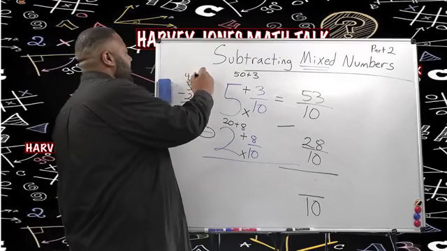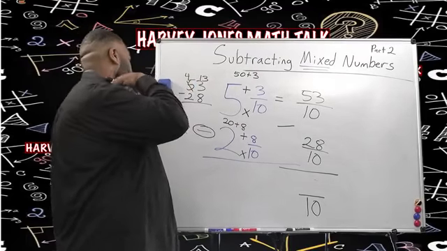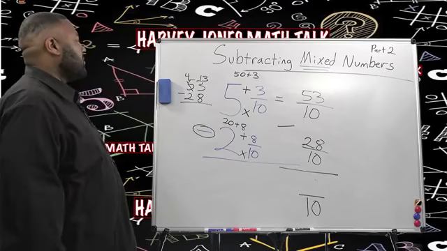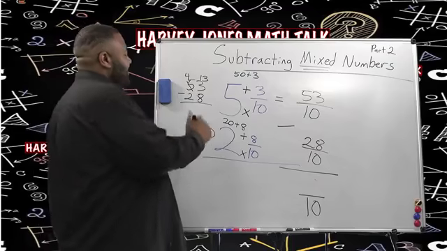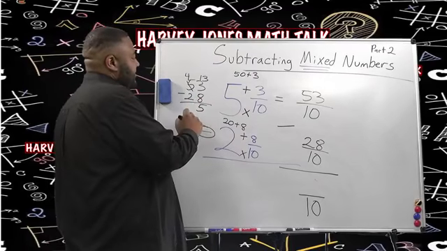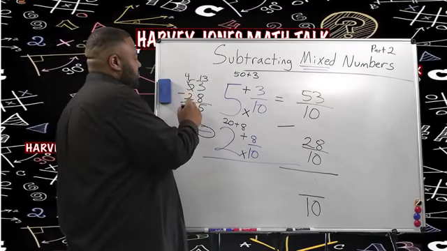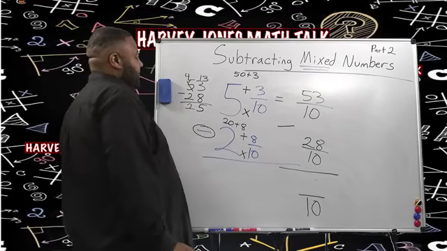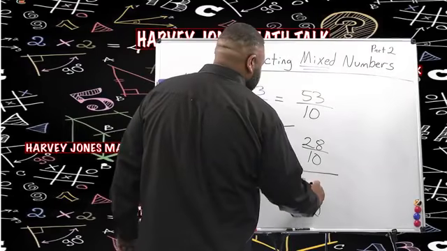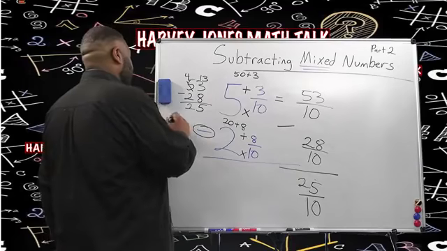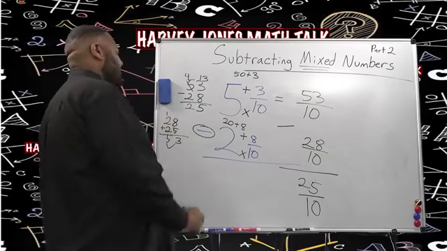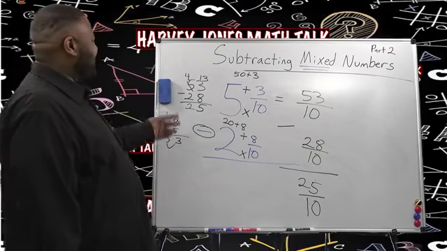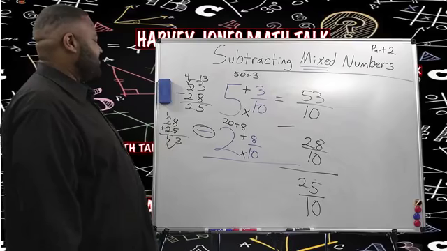5 becomes a 4, makes that a 13. 8, 9, 10, 11, 12, 13. That's going to be 5. 4 minus 2 is 2, so that should be 25 tenths. Let me double check that. Yep, that's correct, 53. Remember, the opposite of subtraction is addition.